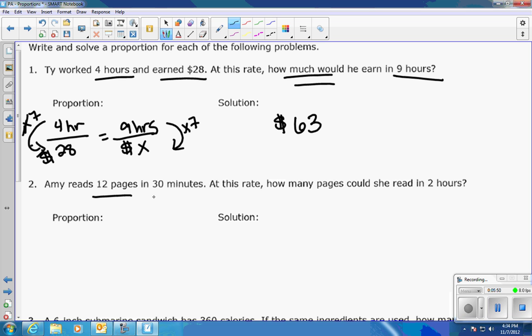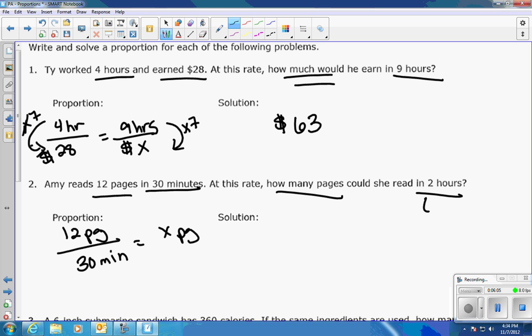Amy reads 12 pages in 30 minutes. So I'm going to write pages over minutes. At this rate, how many pages could she read in 2 hours? Now, 2 hours is 2 times 60, which is 120. I did that because I have minutes over here, so I also want to have minutes over here.